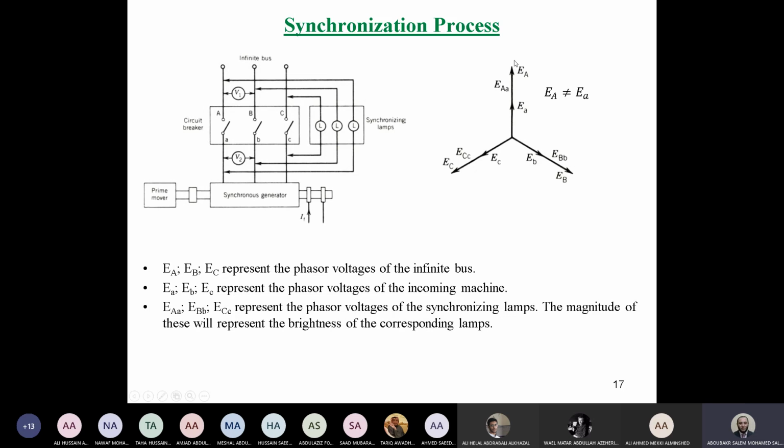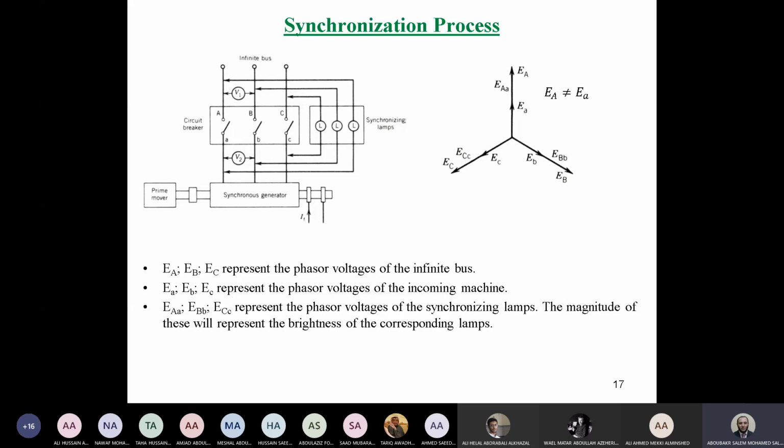For the phasor diagram you see here, which one is not fulfilled from the 4 conditions? We have 2 sources, E small and E capital. So for phase A we have E_A small and E_A capital. As you can see here, we have the generator in small letters a, b, c and the grid in capital letters. Now in this phasor diagram, which condition is not achieved?